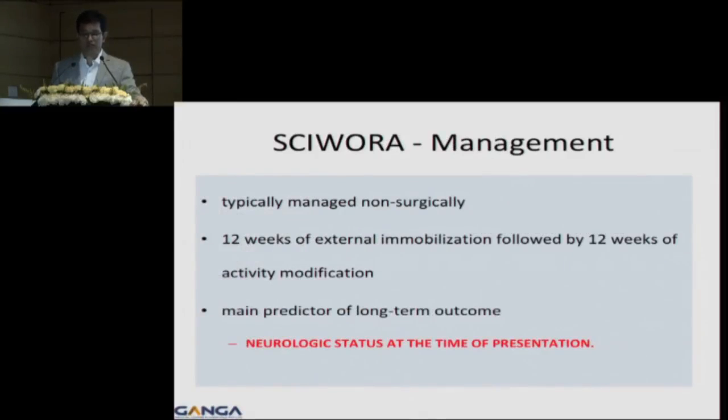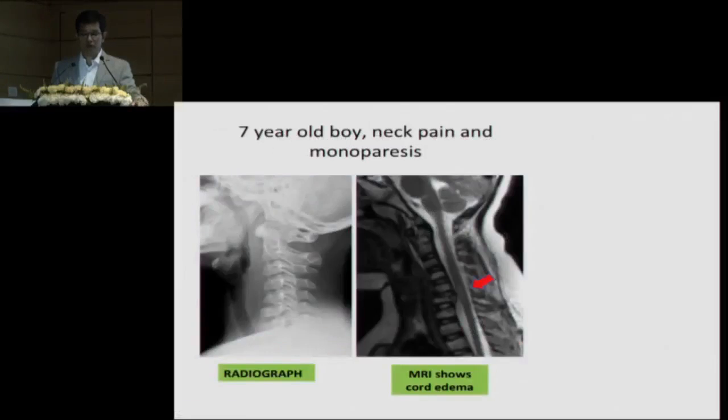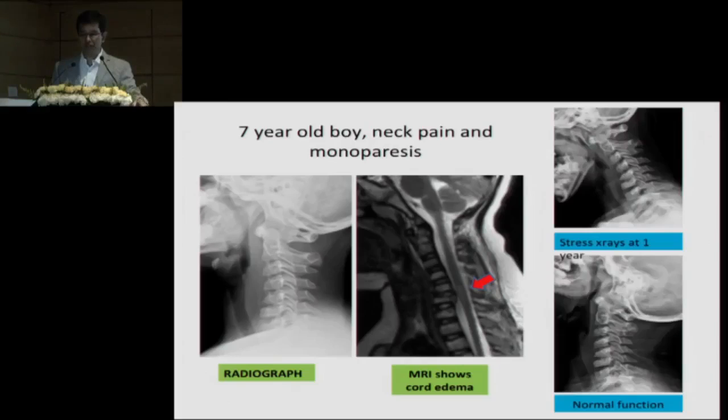So this is a 7-year-old boy who presented with neck pain and monoparesis. There's a small fracture at the level of C5, and if you look at the image, there is cord edema. He was treated conservatively and had good outcomes.